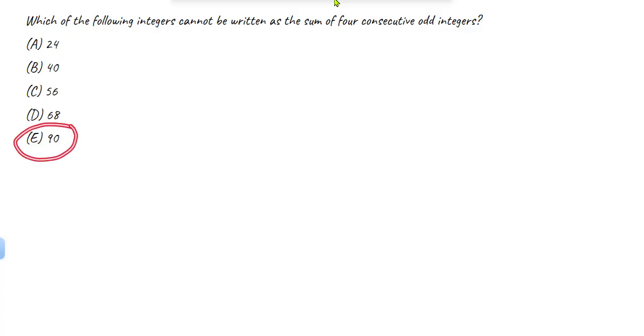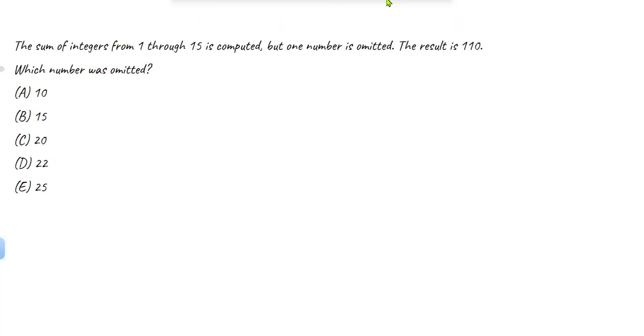Now let's see this question. The sum of integers from 1 to 15 is calculated and one number is omitted. Now the result is 110, that is after one number is missing. Now the question is to find that omitted number, the missing number.